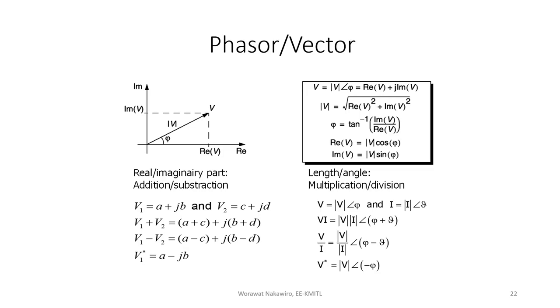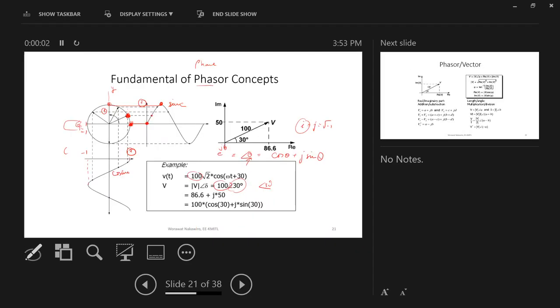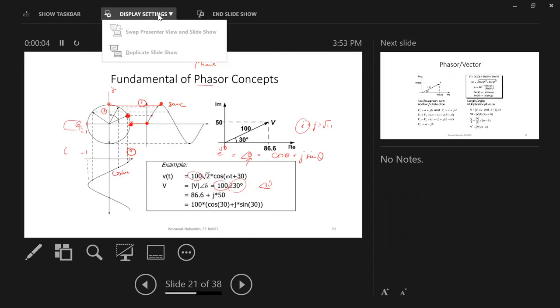You can have different algebraic properties of the phasor, that is the properties of a complex number. You have the properties of addition, subtraction, complex conjugate, and on the left side it is for the Cartesian coordinate.